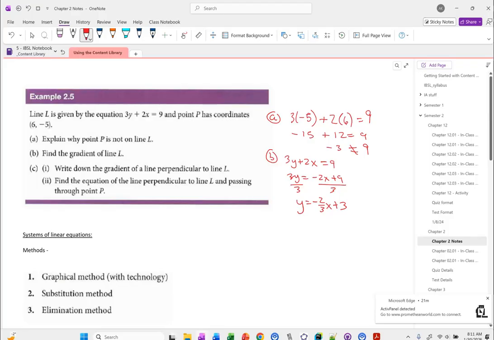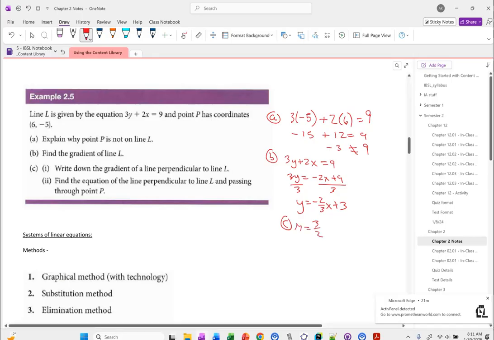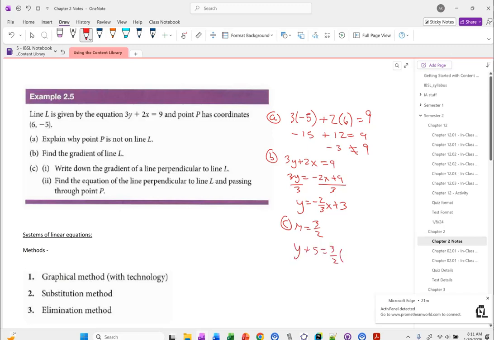What's the slope of the line perpendicular to L then? Positive 3/2. And then find the equation of the line perpendicular to L and passing through that point P. Everybody feel pretty good there?